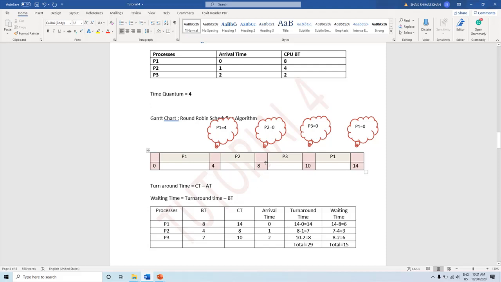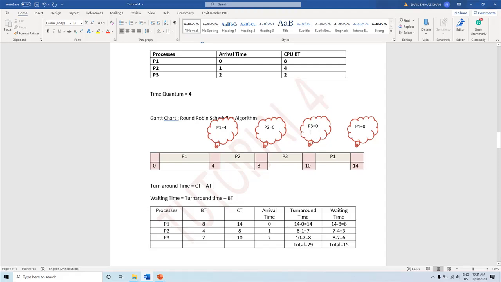Then when process 2 finishes, the third process in the ready queue is P3. So P3 is getting the chance. When P3 gets the chance, it would run from 8 to 10. Why? Because its burst time is just 2. So 8 plus 2, 10, and P3 burst time becomes 0 and it terminates. When a process burst time becomes 0, it terminates.